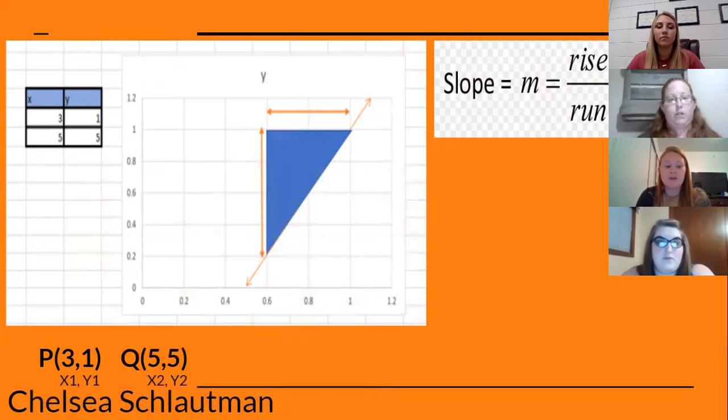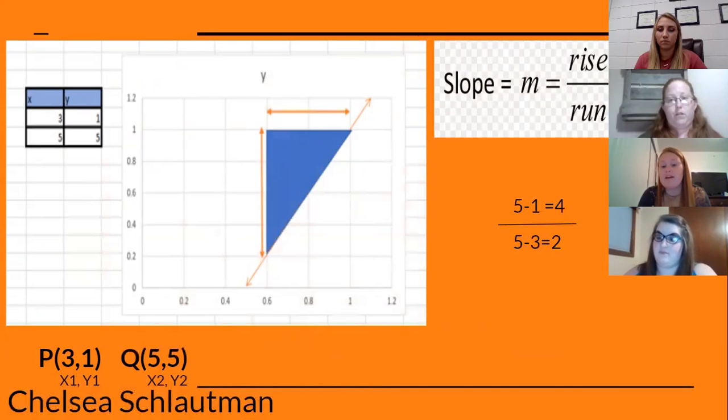Now, if you wanted to do it in a more mathematical way, you could label your points. So we have point P at (3, 1) and point Q at (5, 5). If you label those x1, y1, x2, y2, we have a formula that we can use, shown above: slope equals m, which equals the rise over run, or y2 minus y1 over x2 minus x1. So we just plug those numbers in, and we get 5 minus 1 over 5 minus 3, which equals 4 over 2 for the rise over run.